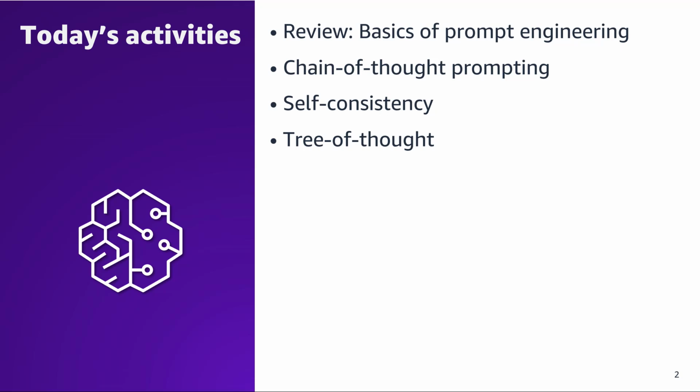We then explore advanced prompting techniques like chain-of-thought prompting, which involves providing step-by-step reasoning to guide the model through complex tasks. Additionally, we discuss self-consistency to ensure coherent and reliable outputs from the model. Finally, we examine the tree-of-thought approach, where prompts are structured as decision trees to explore multiple lines of reasoning.